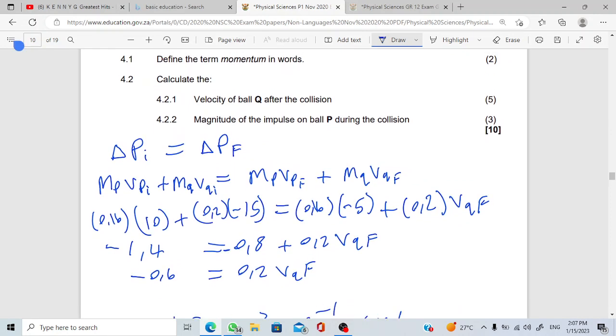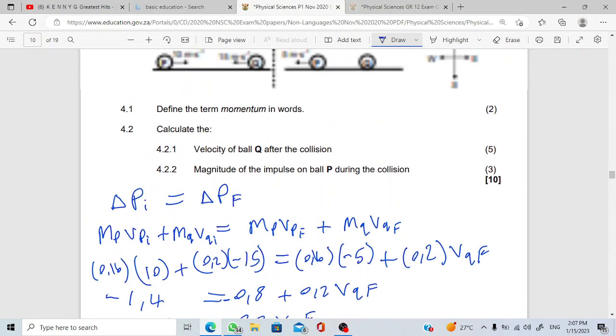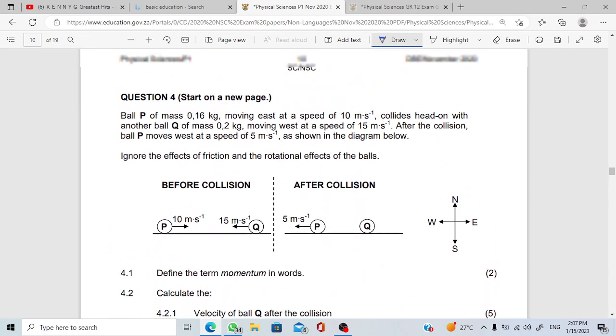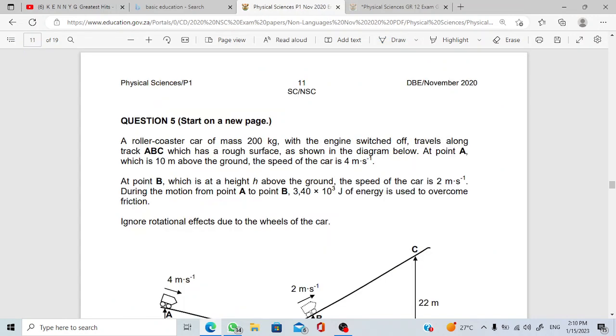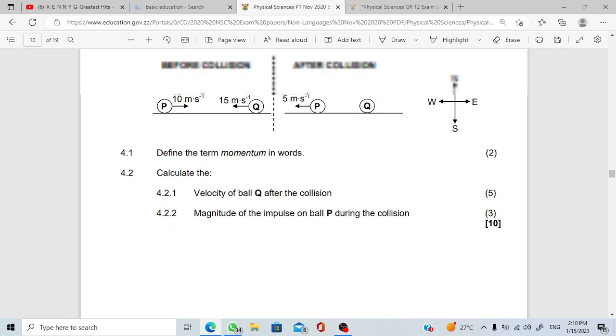Now, the magnitude of the impulse on P during the collision. So we need the magnitude of the impulse. Since they said magnitude of the impulse during the collision, remember impulse is equal to change in momentum. That is the first thing that you need to know. Now this thing likes to jump.